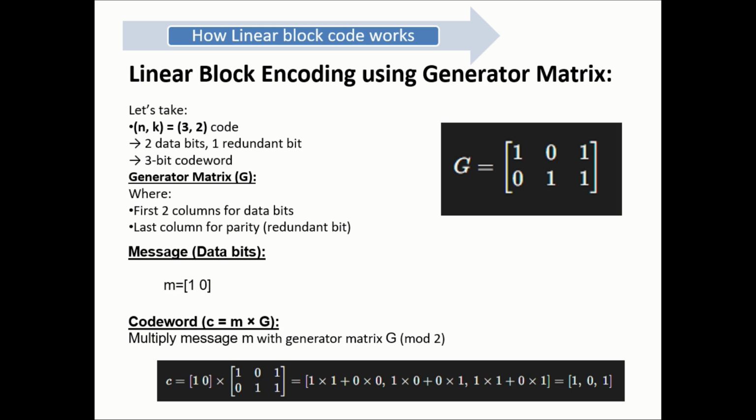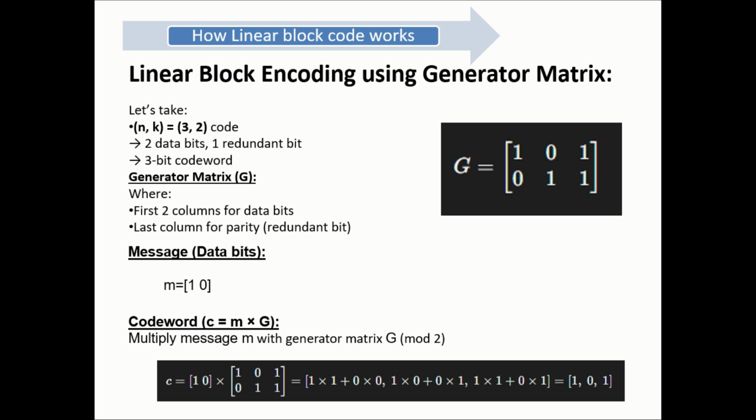So message or data bits. Let's assume that we want to send a message which includes the digits 1 0. So this is the message m equal to 1 0. This is the message you want to send through wireless or wired communication. Now the code word calculation is C equal to M cross G. The message bits will be multiplied with the generator matrix, which will be calculated with mod 2.